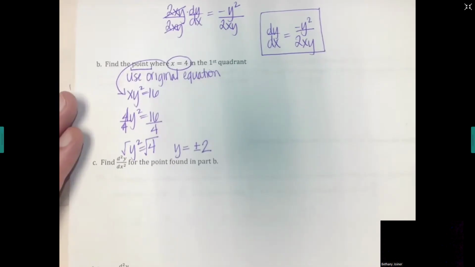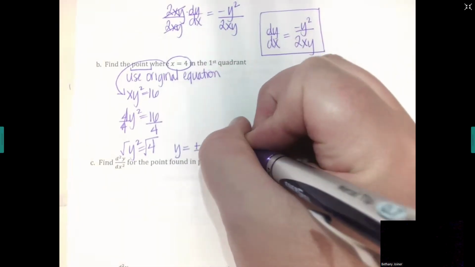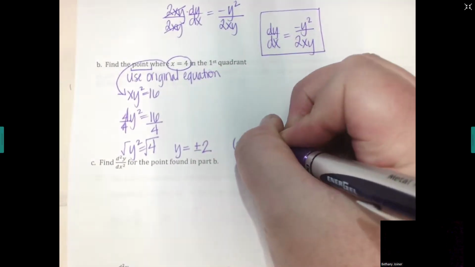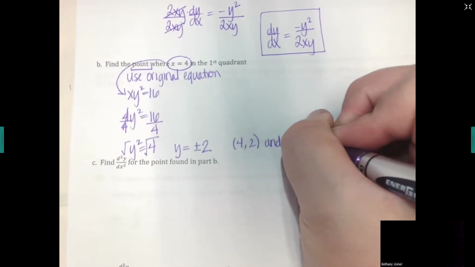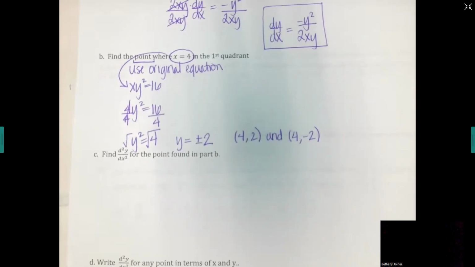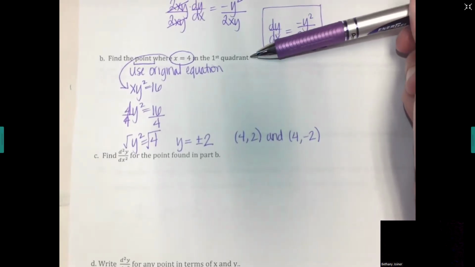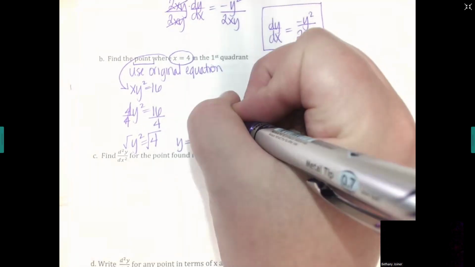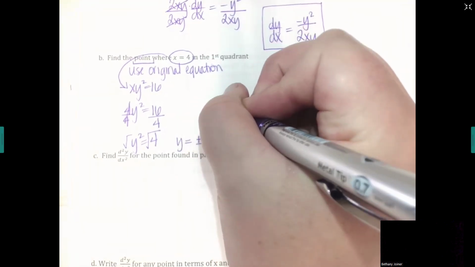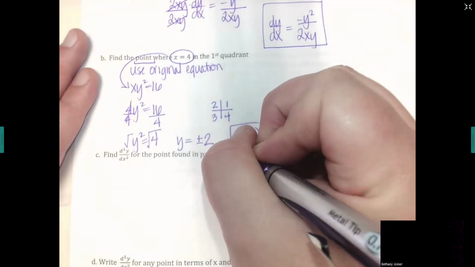Now, what that means is that you have 2 different points where your x is 4. So let's list both of them out. That means that my 4 could be with a 2, or it could be with a negative 2. Now, for Delta Math, a lot of times it makes you pick one. Okay, this question does the same thing by telling you that we have to be in the first quadrant. So if I want to be in quadrant 1, 1, 2, 3, 4, okay, which of those 2 ordered pairs would be in the first quadrant? This one, okay?